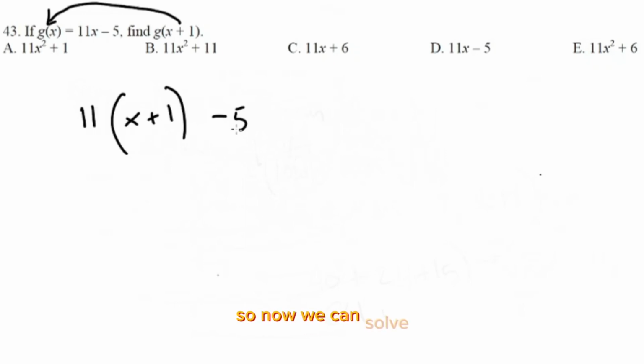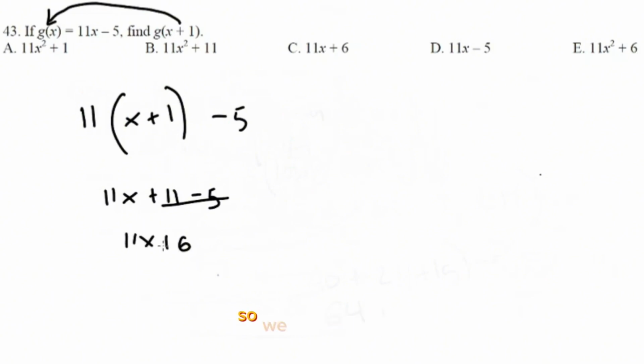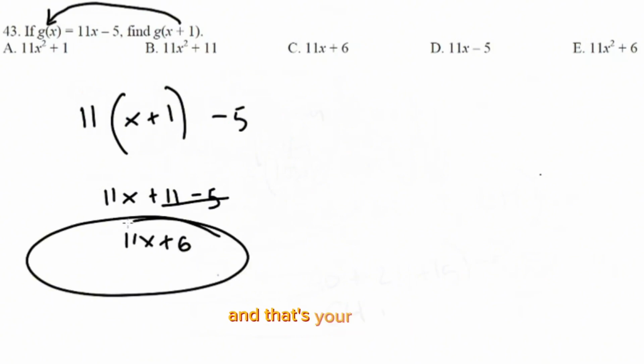Alright, so now we can solve. So we can distribute this 11 into this x plus 1 to make it 11x plus 11 minus 5. 11 minus 5 is just 6, and then we have 11x. So we get 11x plus 6, and that's your answer.